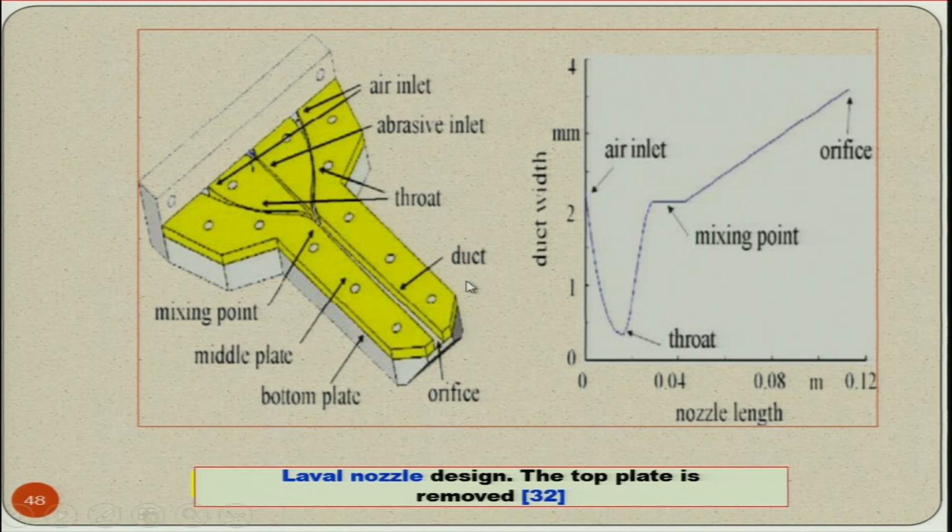Now, you can see here that as the nozzle length is increasing, the duct width is also changing in this particular case, and this is showing you the air inlet here, the throat at this particular nozzle length, the mixing point here, and at this particular nozzle length the orifice. So, you can find this design in reference number 32.